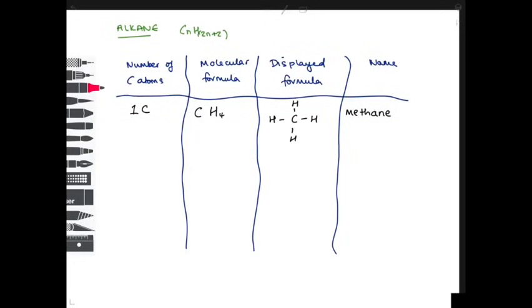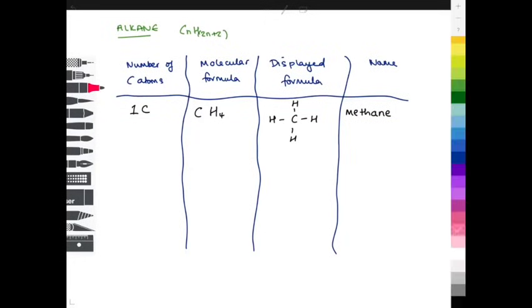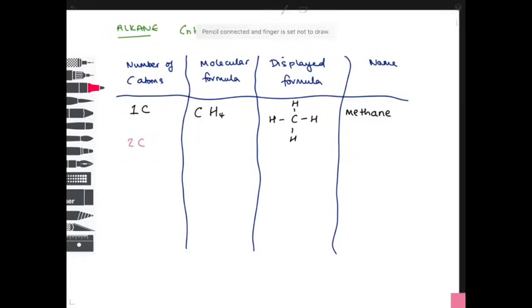Its name, well, it contains 1 carbon, which is why it's meth, and it's an alkane, which is why it's methane. So looking at the second one this time, 2 carbons, so we're going to have C2, and then according to the general formula, 2 times 2 is 4, plus 2 is 6, so its molecular formula is C2H6.